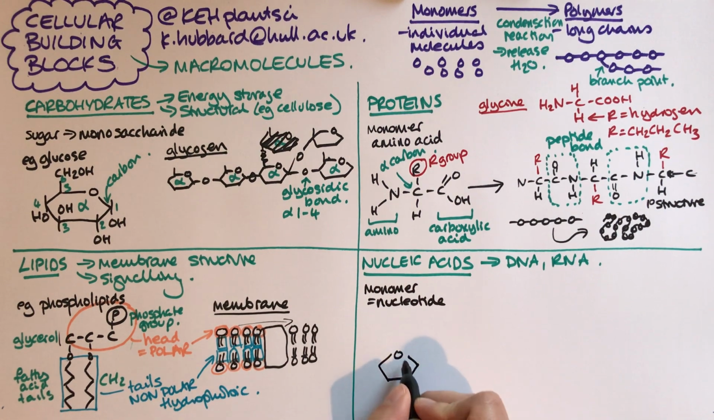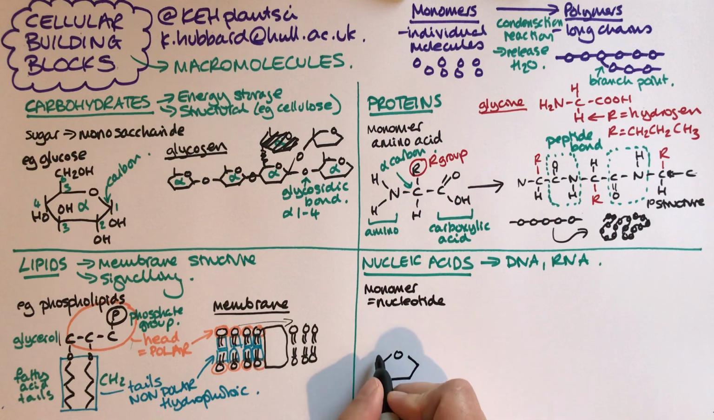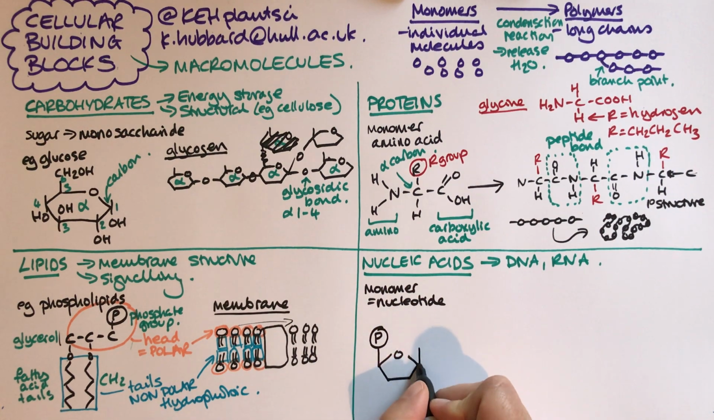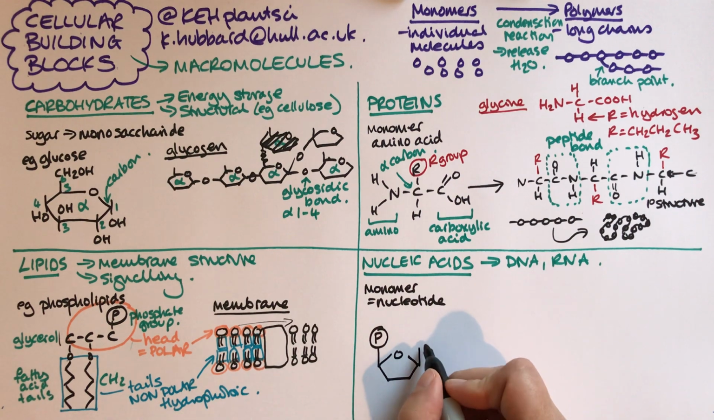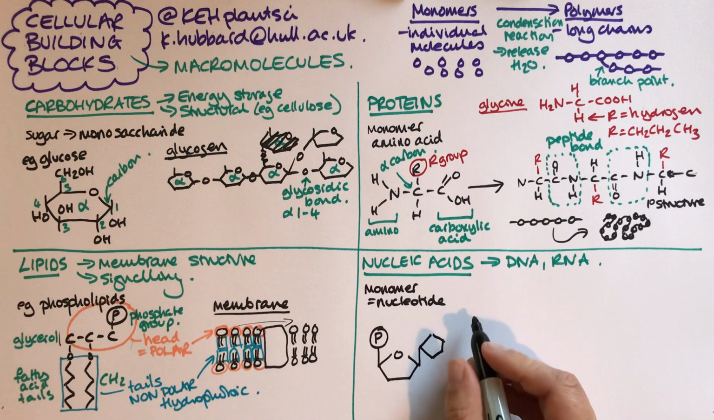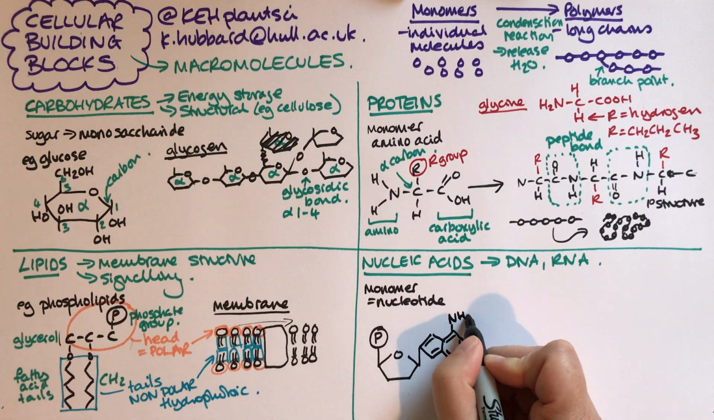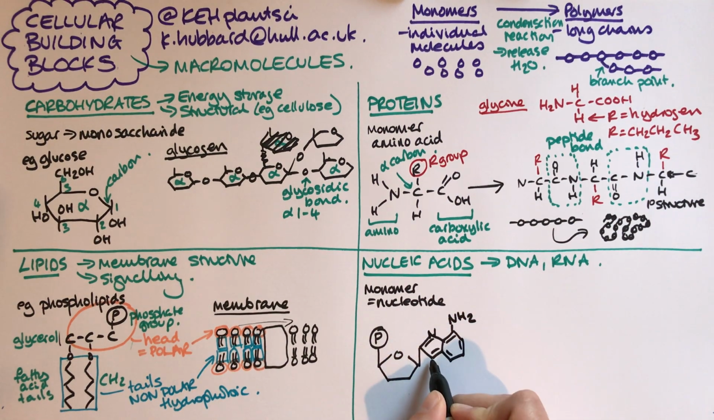So we have a 5-membered ring. Okay, we have a phosphate group, and then we have what's called a base. Okay, and the bases have a bit more elaborate structure. So I'm just going to draw in there. There's some double bonds like that. Might be some NH2. There's quite a lot of nitrogen in these.